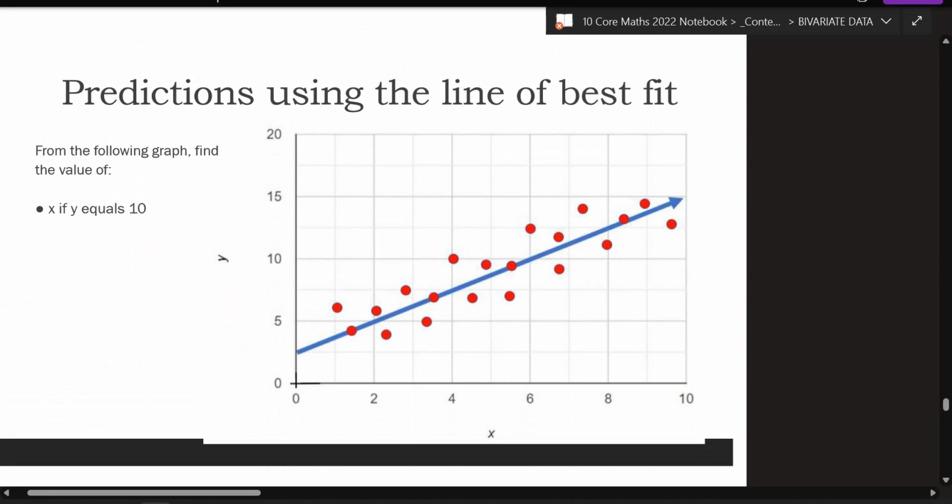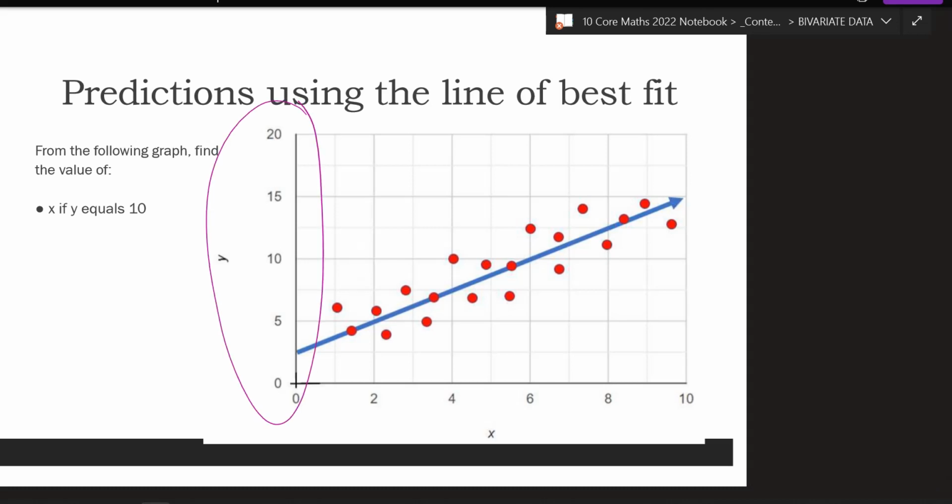Okay, so here, what is x if y equals 10? So now you're looking at the y-axis, and you're looking at what the x value might be. If you're at y being 10, go there, and I can see that it hits this part of the line. So what is x if y is 10? 6, good.